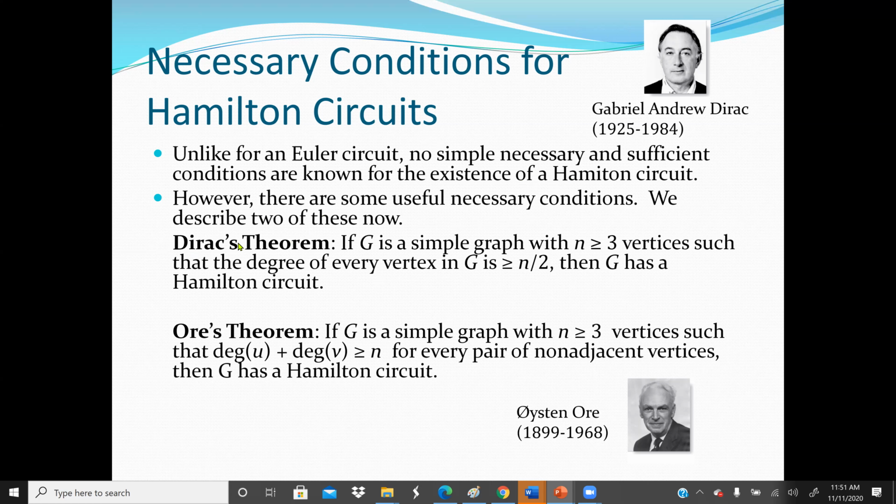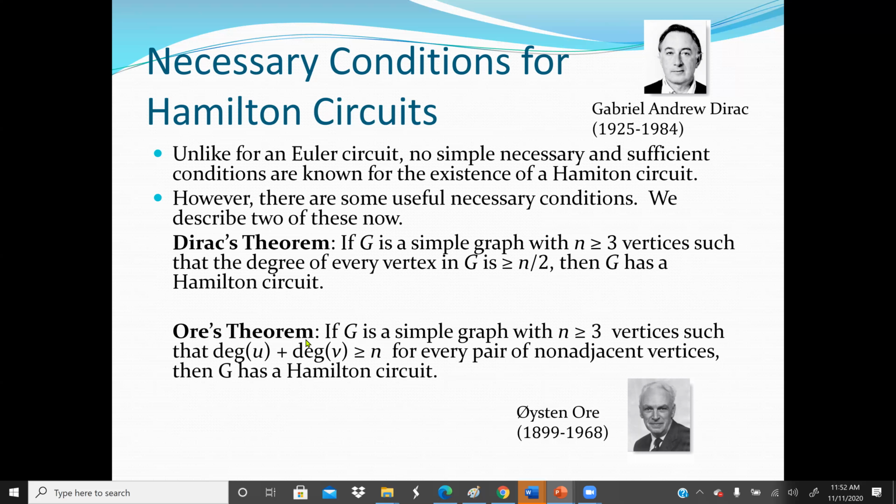Two of them, one is Dirac's theorem. Dirac's theorem says if we have a graph G, a simple graph with three or more vertices, such that the degree of every vertex in G is greater than or equal to n divided by 2, then G has a Hamiltonian circuit. What this means is that if I have a graph with 4 vertices, then 4 divided by 2 gives me 2. So if the degree of every vertex in G is at least 2, then we have a Hamiltonian circuit. Or if it's 8, 8 divided by 2 is 4. If all the degrees of the vertices are at least 4, then we have a Hamiltonian circuit.